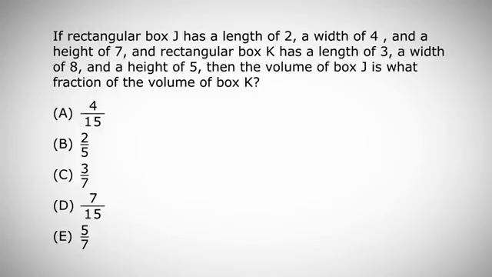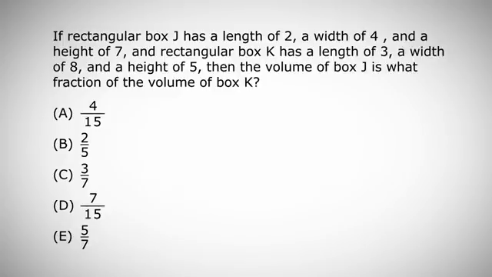Let's now take what we've learned and try an in-format question dealing with solids. If rectangular box J has a length of 2, a width of 4, and a height of 7, and rectangular box K has a length of 3, a width of 8, and a height of 5, then the volume of box J is what fraction of the volume of box K? We see our answer choices are all fractions, so we're literally solving for the ratio here. So what we're asked for is the ratio of the volume of box J to the volume of box K.